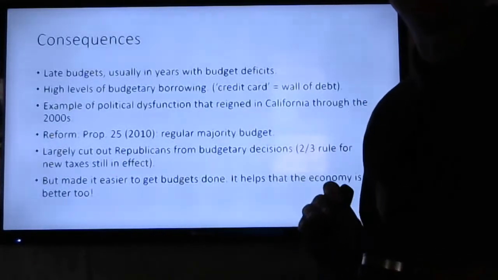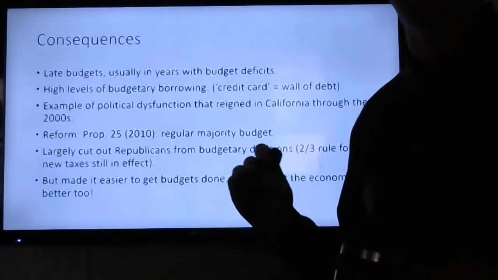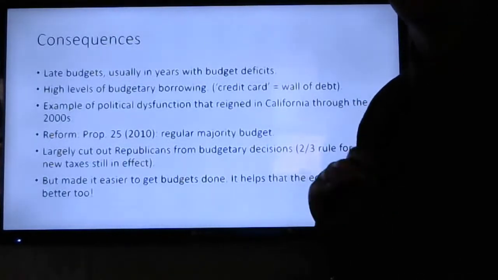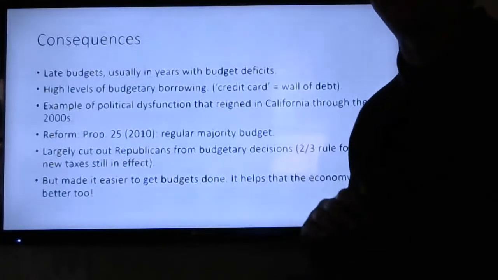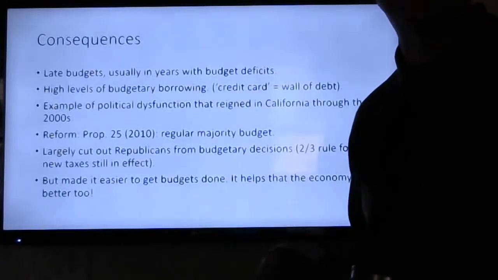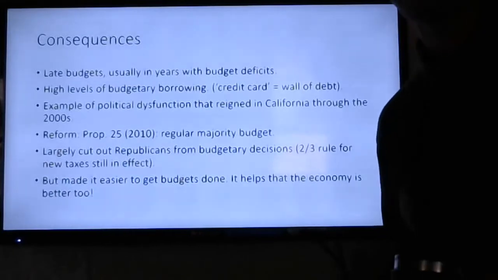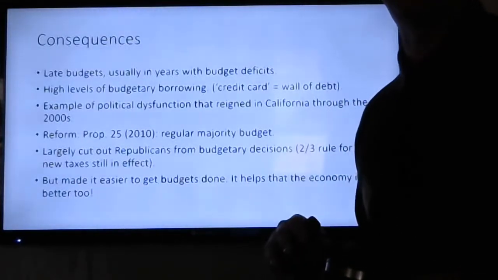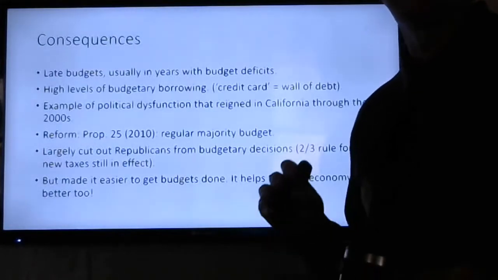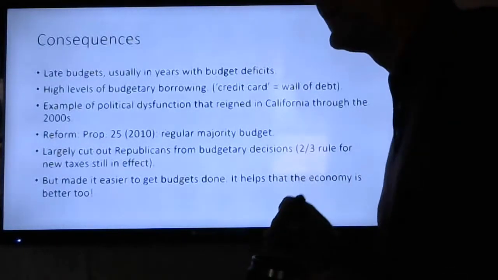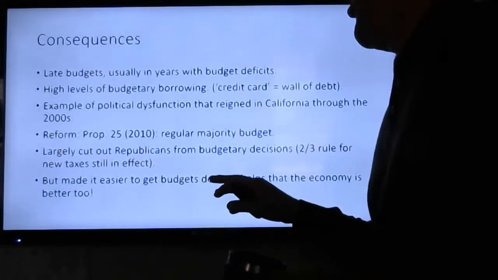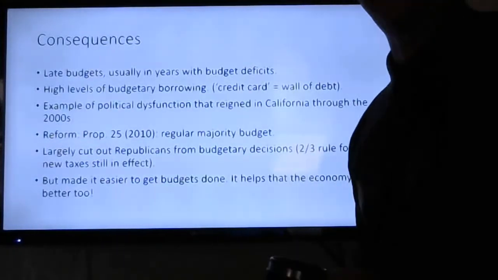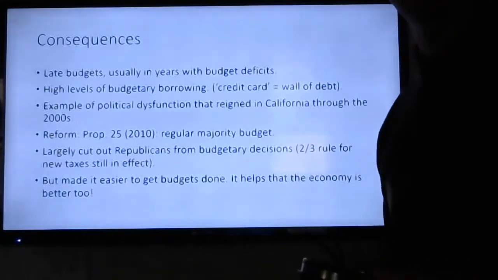I mean, there are some exceptions. It's not like every year we're always borrowing a little bit. Sometimes you run surpluses, etc. But if a government runs a 1, 2, 3, 4% deficit in a year, that's not a big problem, okay? On the other hand, if you're running 10% deficits each year for a long time, that is a problem, and you will overborrow. So this is a great example of the political dysfunction that reigned in California through the 2000s.